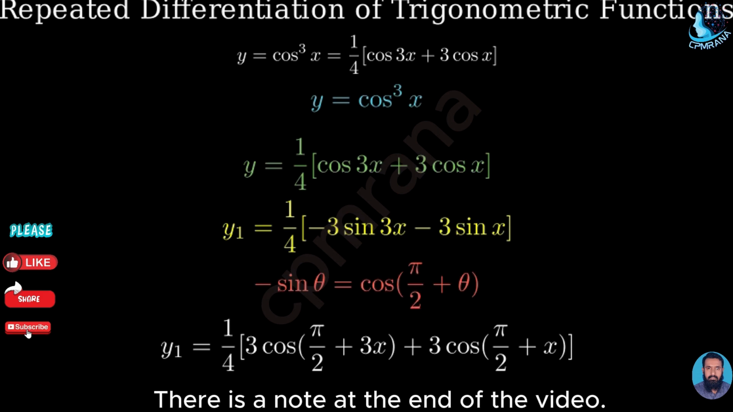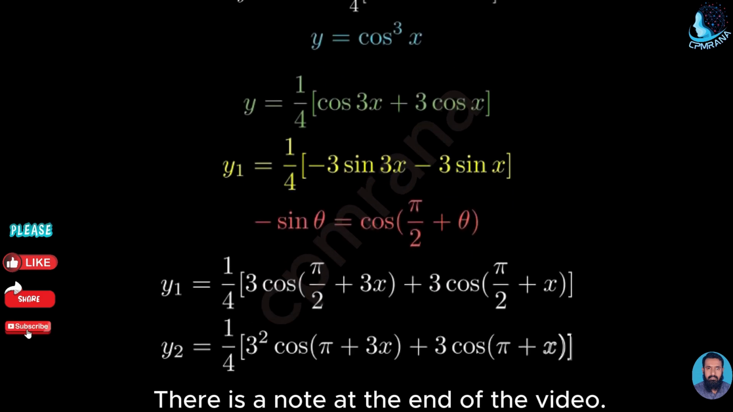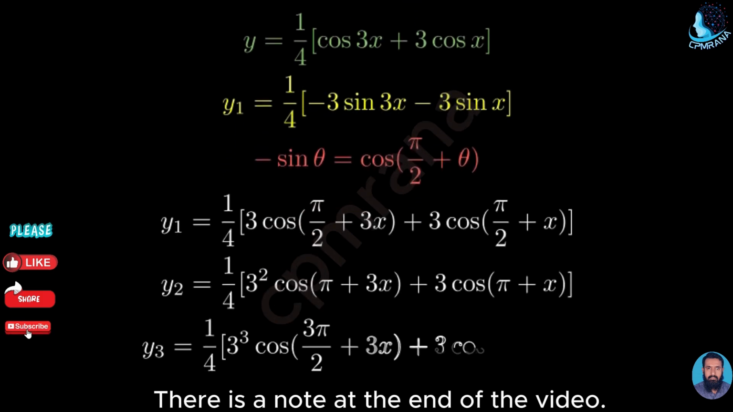Let's continue this process. When we differentiate again, we get y sub 2. Notice how the coefficients change. The first term gets multiplied by 3 again. And for the third derivative, we get y sub 3. Do you see the pattern forming?